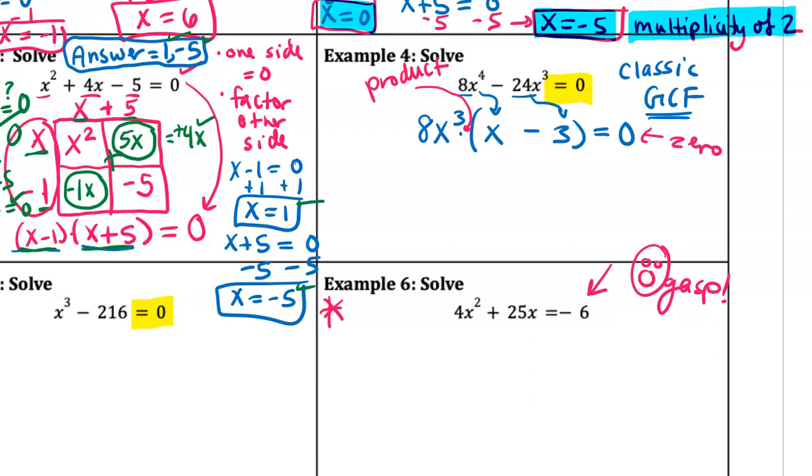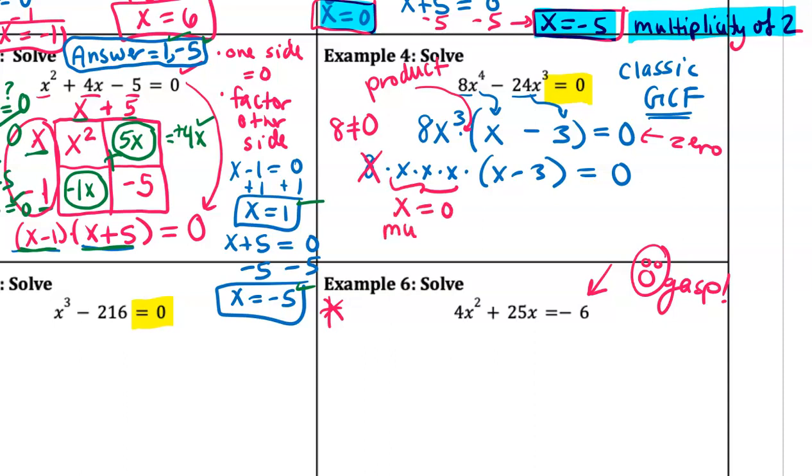So I know that one of these factors has to be 0. Well, actually, if I think about this, I really have 5 factors altogether. I have 1 factor of 8, 3 factors of x, and then 1 factor of x minus 3. Well, I know that the 8 is never going to be 0, so I don't need to worry about that factor. But these x's could be 0 3 times, right? So I have 3 solutions of 0. And then this could be 0, causing me to have 1 solution of positive 3.